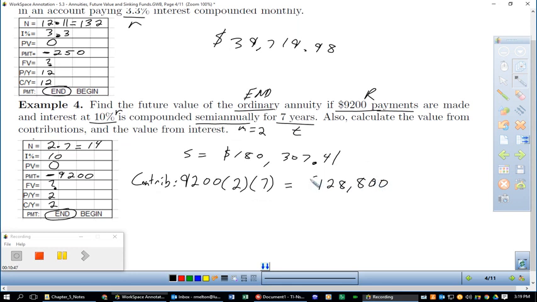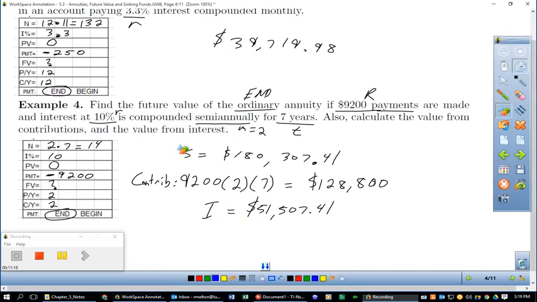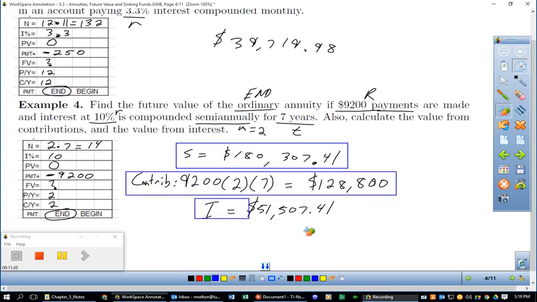So when it comes to that total amount, we've actually done most of the legwork there, but the interest is what we care about. So we'll subtract $180,307.41 minus that $128,800, and our interest should come out to be $51,507.41. So that's a lot of interest over 7 years. That's also a pretty high interest rate too. But the 3 things we were asked for are our future value, our contributions, and our interest.